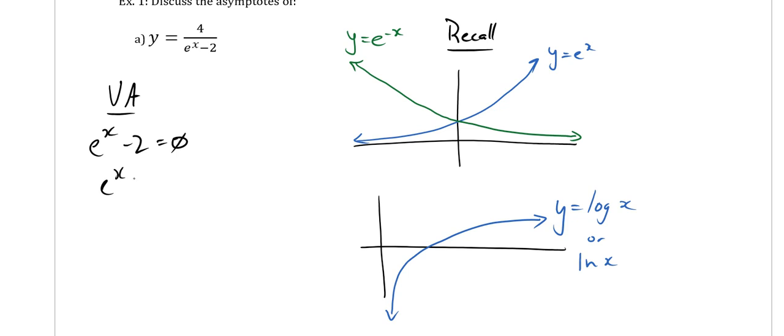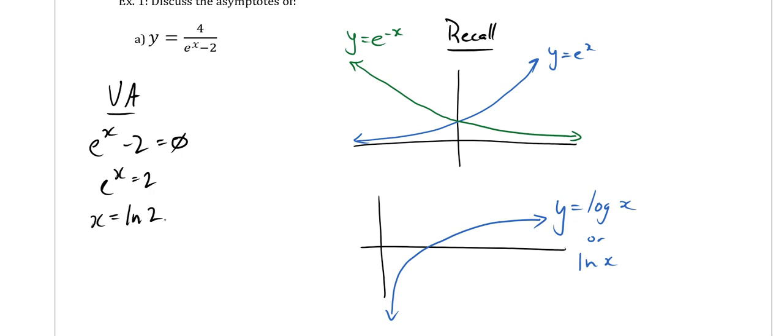So e to the x equals 2. And again, we're solving equations here, all that stuff that we've been doing. It's a simple equation, but if you're writing a test and you're under a time crunch, you don't want to be taking a ton of time to do this sort of stuff, because we have to do these little guys over and over and over again. So I think that should work out to x equals ln of 2. So there's a vertical asymptote at x equals ln of 2. That makes sense?